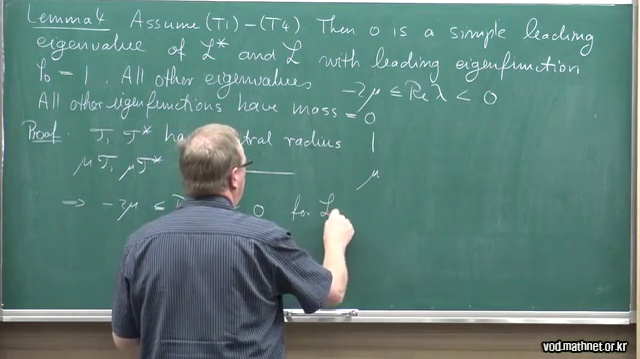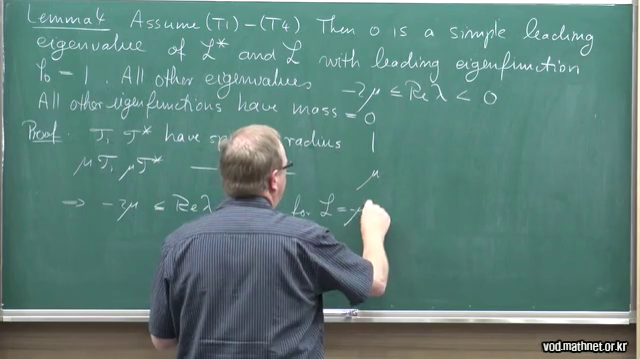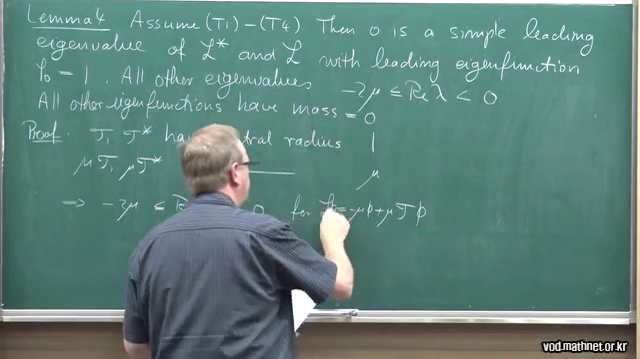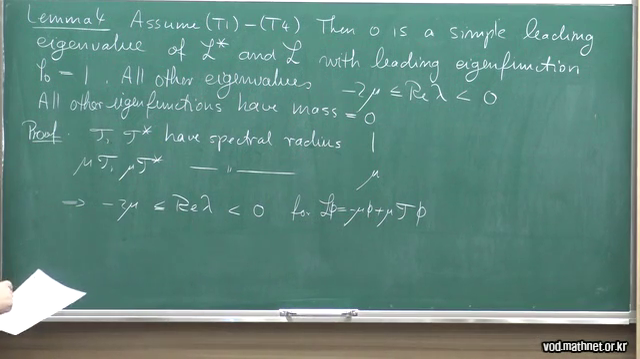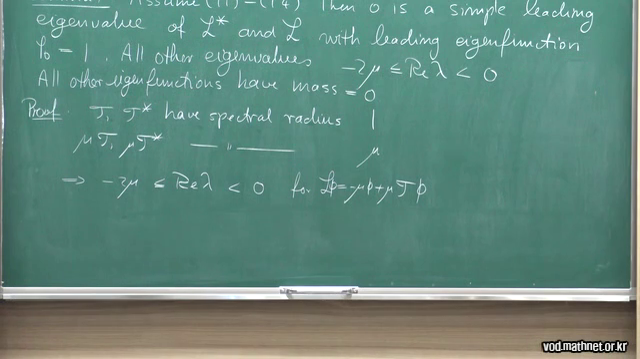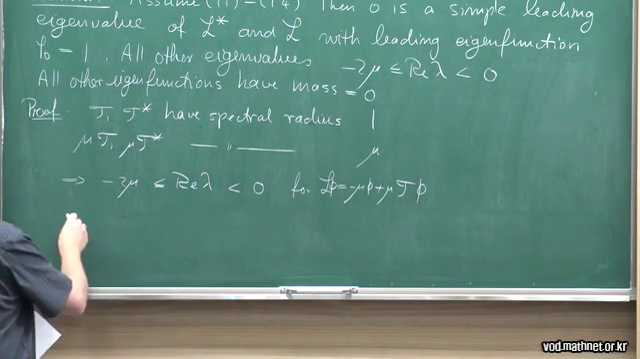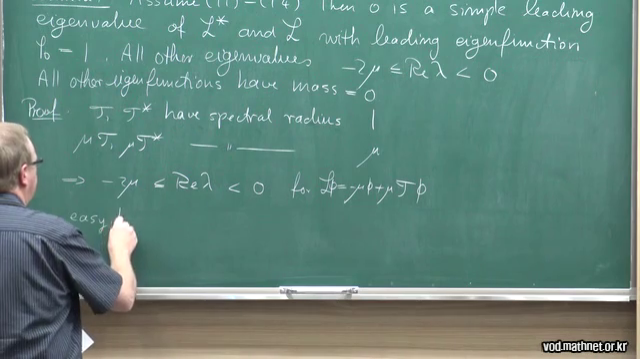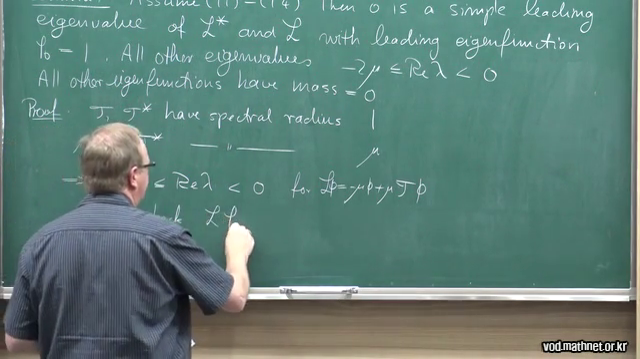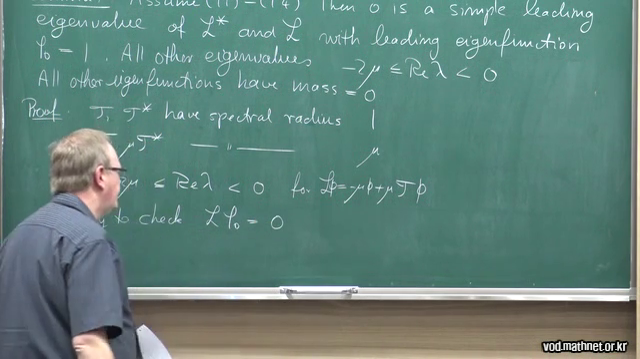For L is minus mu phi plus mu T phi. Okay. And that phi 0 is an eigenfunction is easy to check. We just plug it in and we get the eigenvalue 0 for this. So easy to check that L at phi 0 is actually 0.